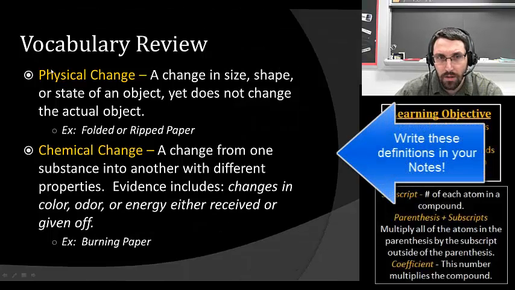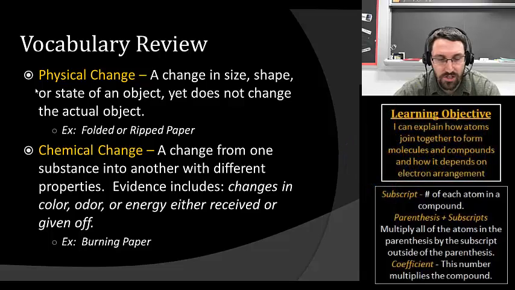So the vocab, physical change: we have a change in size, shape, or the state of an object, but not changing the actual object. An example that we talked about in class would be folding or ripping a piece of paper. It's still paper, even though it's changed its shape or size. Another example would be water. If it's frozen, changing into liquid water, it's still water, even though it's a different state.